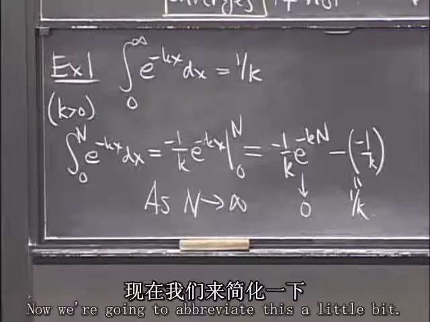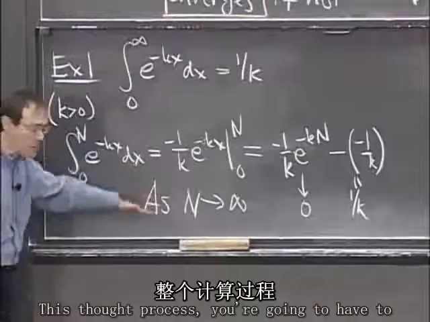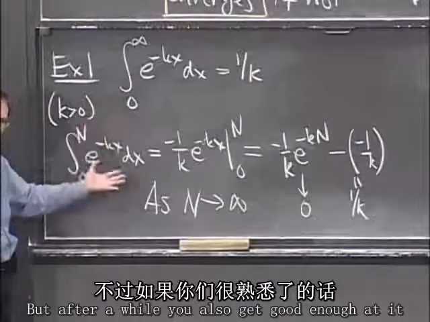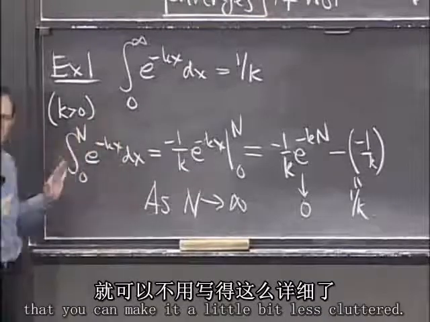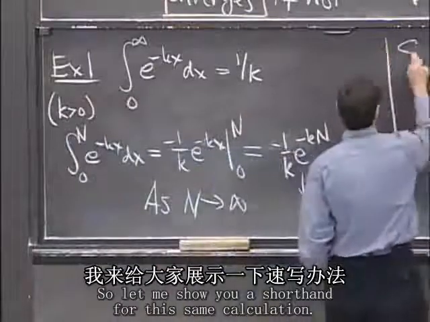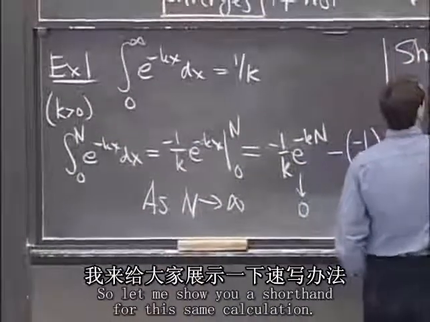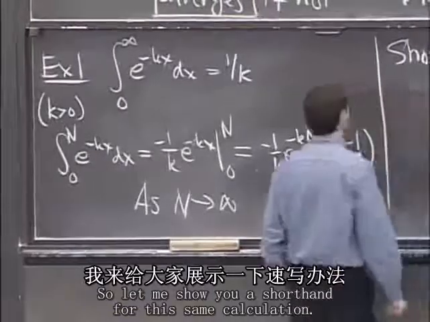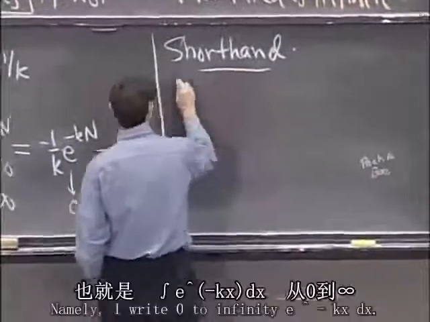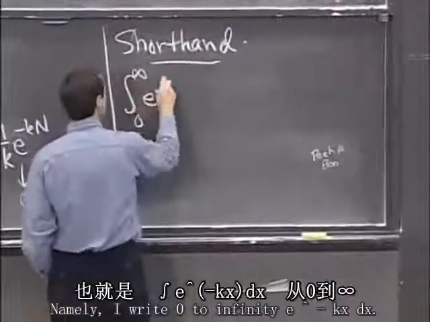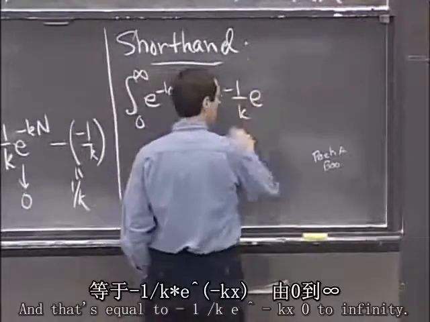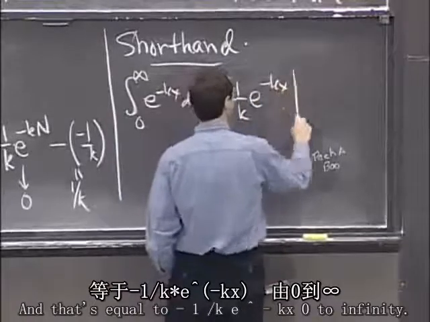Now we're going to abbreviate this a little bit. This thought process you're going to have to go through every single time you do this, but after a while you also get good enough at it that you can make it a little bit less cluttered. So let me show you a shorthand for this same calculation. Namely, I write the integral from 0 to infinity of e to the minus kx dx, and that's equal to minus 1 over k e to the minus kx, from 0 to infinity.